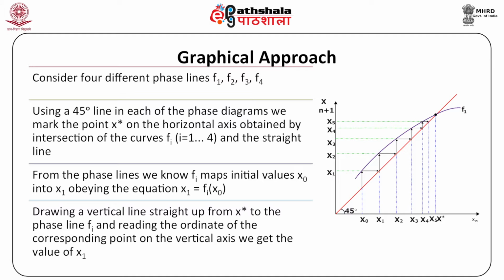Now mark the given initial value x0 on the horizontal axis. From the phase line, we know f maps initial values x0 into x1, obeying the equation x1 is equal to f(x0). So drawing a vertical line straight up from x0 to the phase line f and reading the ordinate of the corresponding point on the vertical axis, we get the value of x1.